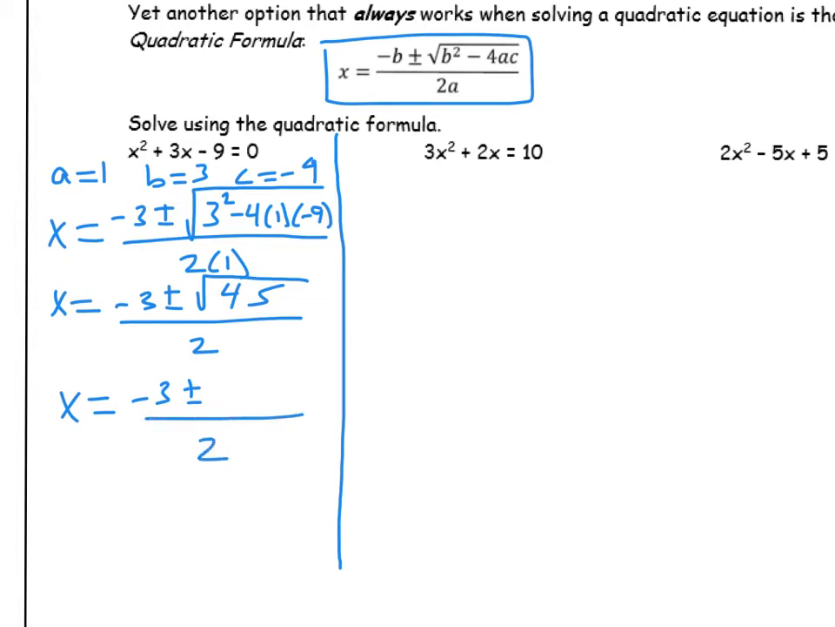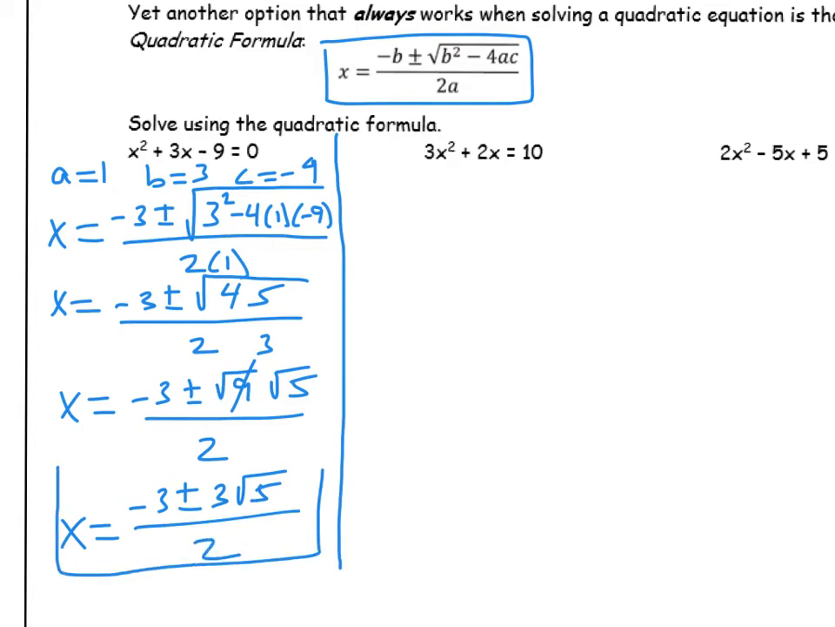Right here, this 45, I could go square root of 9 times square root of 5, right? Square root of 9 is 3. So this would lead us to our final answer of negative 3 plus or minus 3 square root 5, all divided by 2. And those would be your final answers, those two, okay? Typical case with the quadratic, it gave us two solutions.